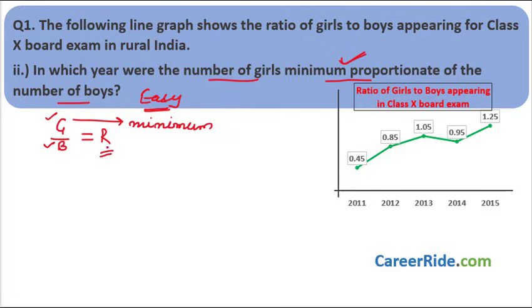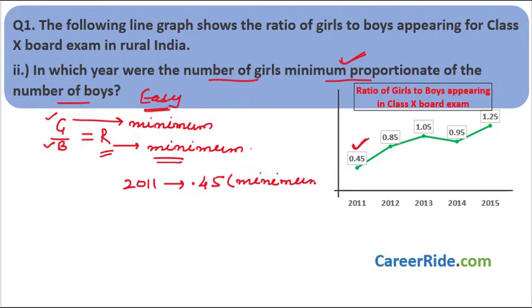And when would that happen? When the value of this ratio R is minimum, right? When would the number of girls be minimum proportionate? When the value of R is minimum, right? And for which year is it minimum? Let us look at the graph. For 2011, the value is 0.45, which is the smallest out of all these values, right? So basically, it is for the year 2011 that the value is 0.45, that is minimum, and the girls are minimum proportionate here, right?